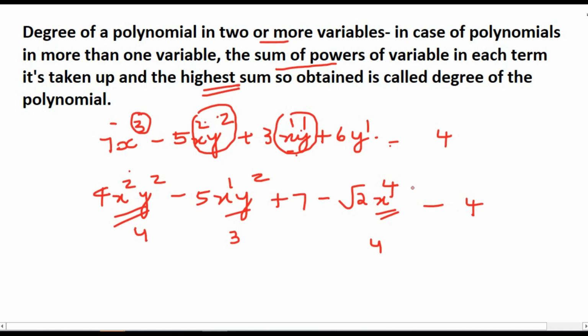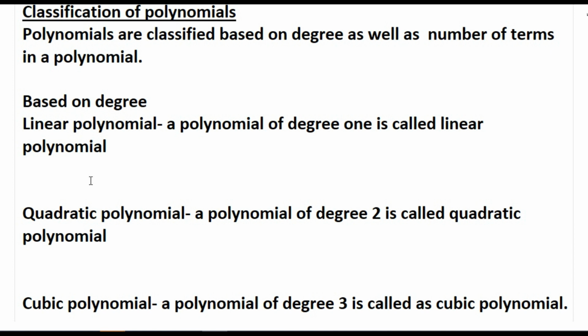So if there is only a polynomial with one single variable, then the highest power you should write. If it is a polynomial with two or more variables, you have to add the powers of the variables, and the highest sum so obtained you have to write. That will give you the degree of the polynomial.